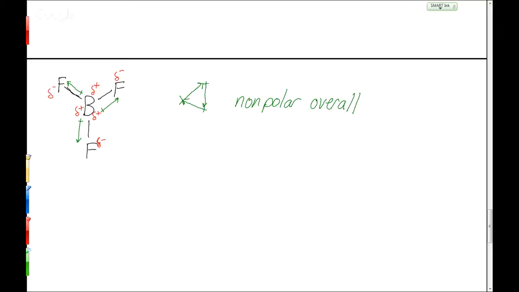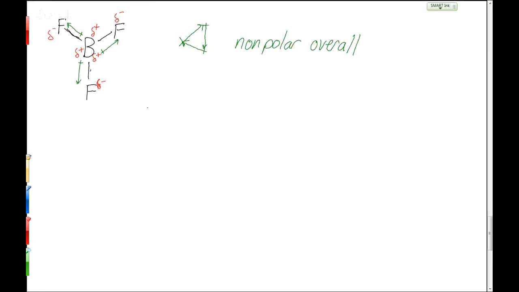No matter how you cut it, if I go like this, I still have two negatives on the outsides. If I go like this, I've got negatives on top and negative on the bottom. So no matter how I try to cut it, I'm always distributing my negative charges around, and that makes for a nonpolar overall molecule that's made up of polar bonds.